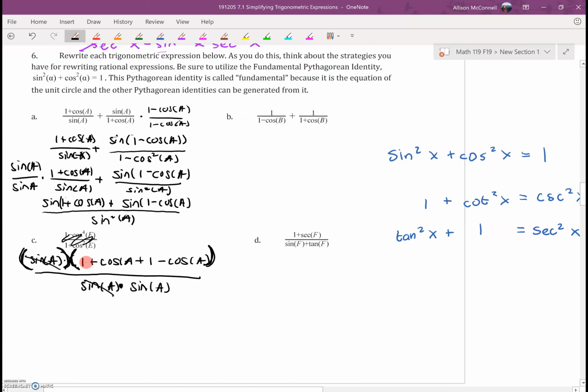And so if we were to add this stuff up, this cosine of A and this negative cosine of A add to 0, and so we have 1 plus 1, which is 2, divided by sine of A, which is equal to 2 cosecant of A. Because 1 over sine of A equals cosecant. So you can visualize that as 2 times 1 over sine of A. And that's how you get the cosecant of A.